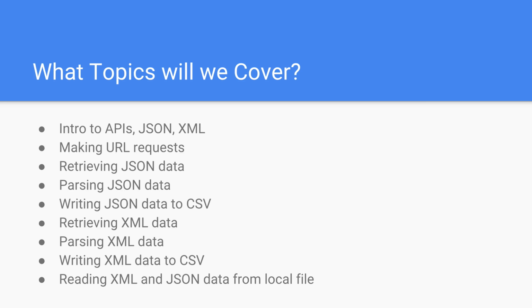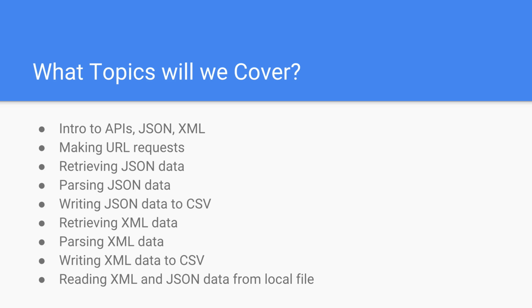So what topics will we be covering in this course? We'll first of all start with a few slides that will provide an intro to APIs, JSON and XML. It's important to understand the differences between JSON and XML data and exactly what APIs are and how they work before we begin using them.